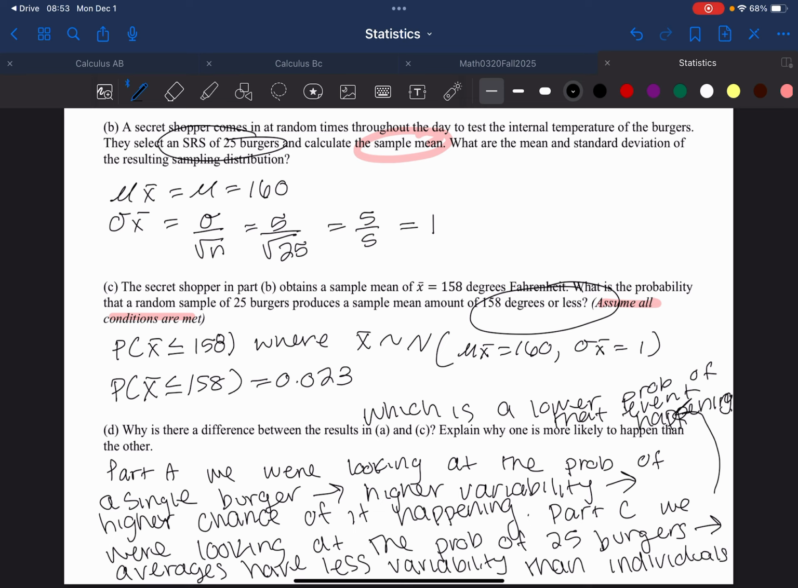We took the average of all 25. Which means if we had some that had very high temperatures, some that had very low temperatures, it's going to mess up our average drastically. So in order to get an average temperature of 158, they would all have to be within the range of 158 degrees or less, which decreases our probability of that happening. So it's a lower chance of that happening versus of just picking up a single burger and seeing if that happens.